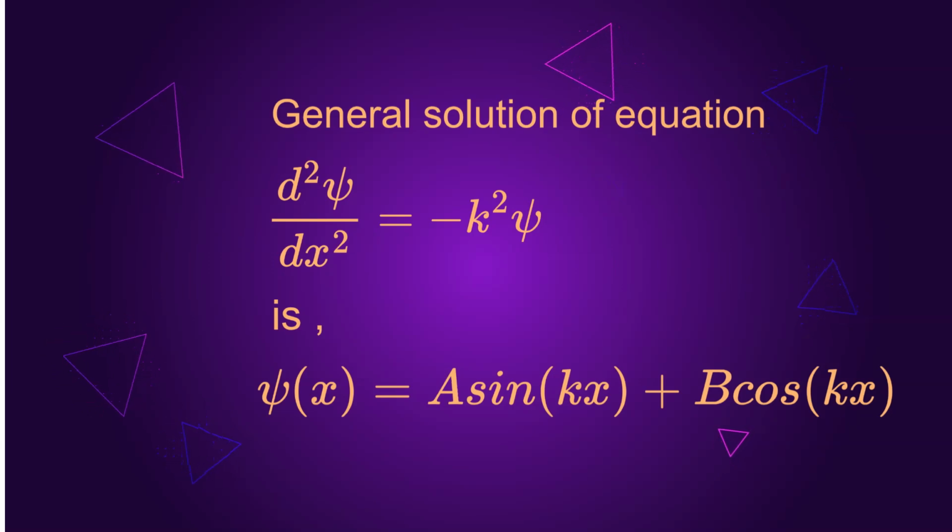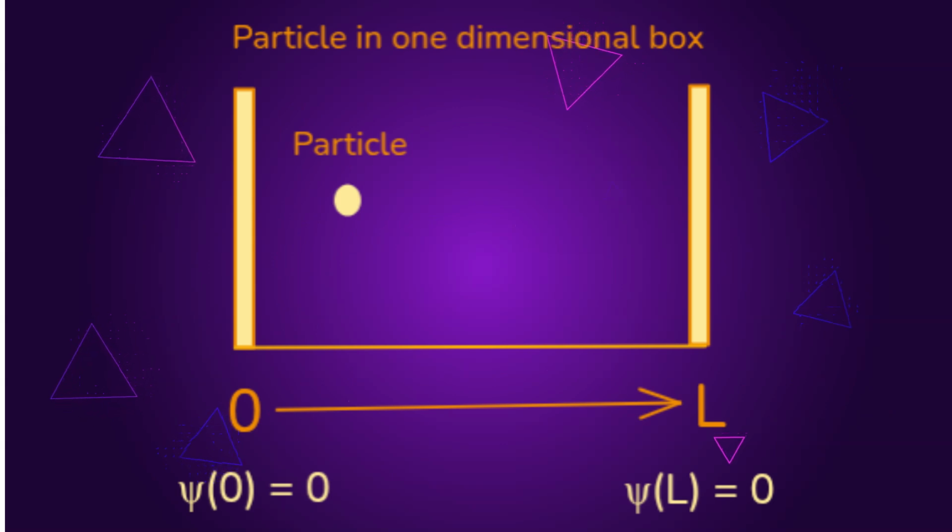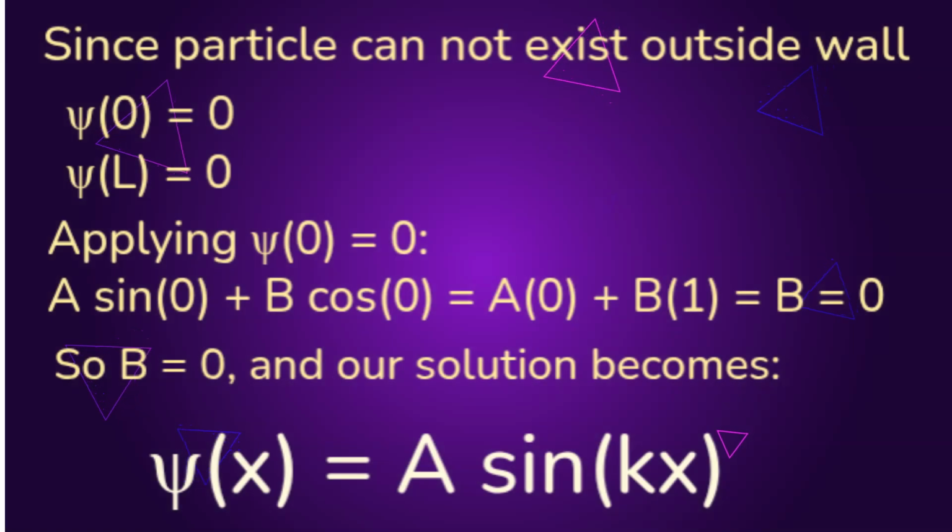But our particle is trapped in a box from x = 0 to x = L, and it cannot exist outside the box. This means psi(0) = 0, the particle can't be at the left wall. Psi(L) = 0, the particle can't be at the right wall, since the particle cannot exist outside the wall.